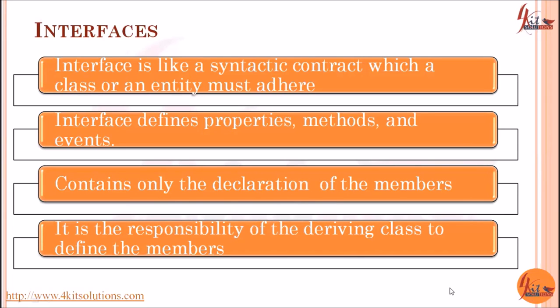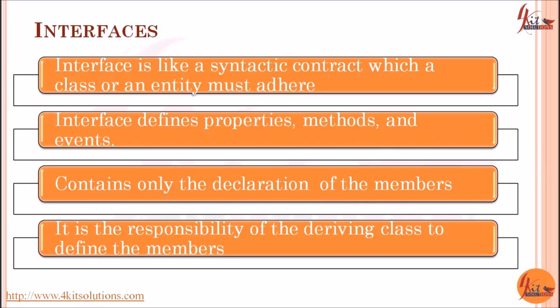Now let's see what interfaces are. Interfaces are like a syntactic contract which a class or an entity must adhere to. It will define some methods and some variables which a class implementing that interface has to follow. So an interface declares some methods, and the implementing class has to provide the definition of those methods. An interface defines properties, methods, and events. It contains only the declaration of the members. It won't contain the definition part. Method definitions won't be there in an interface.